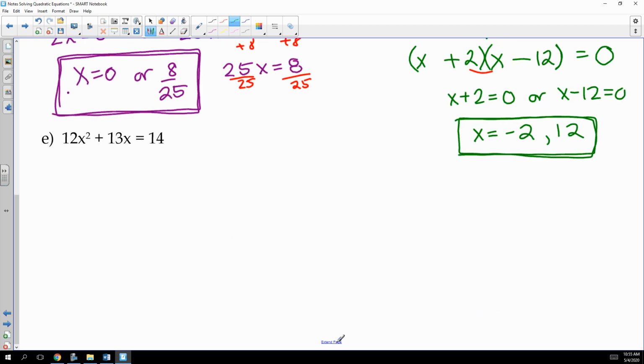All right, last one we're going to do by factoring. This is probably one of the most challenging problems you might face. Again, the first thing we're going to do is we need to set it equal to 0. So 12x squared plus 13x minus 14 equals 0.